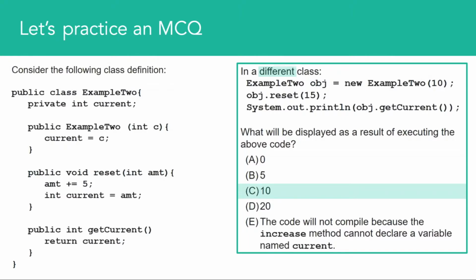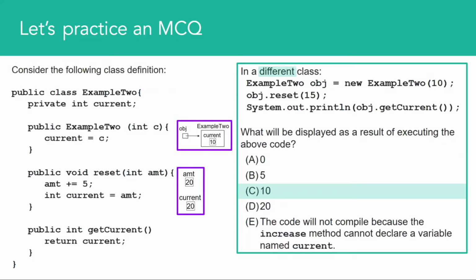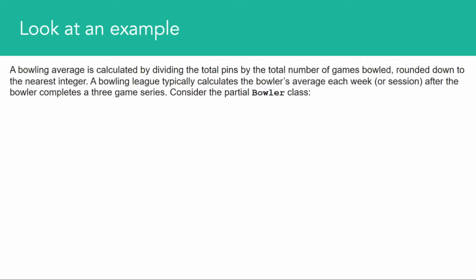If you selected C, you are correct. Let's understand why. When the example2 object is instantiated, its instance variable current is set to 10. When the reset method is called, a local variable is declared that has the same name as the instance variable. The local variable current will store the value 20, but the instance variable current will remain unchanged. This is why, when the getCurrent method is called, the instance variable current will be displayed and not the local variable. This example shows the importance of thinking how your machine processes this information and not how we humans see it. Let's look at an example to see this concept in action.